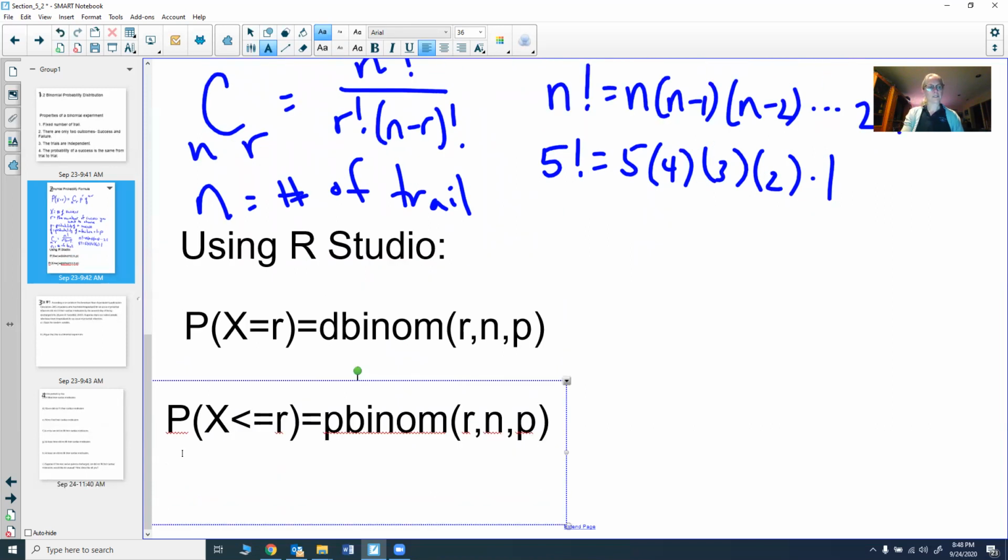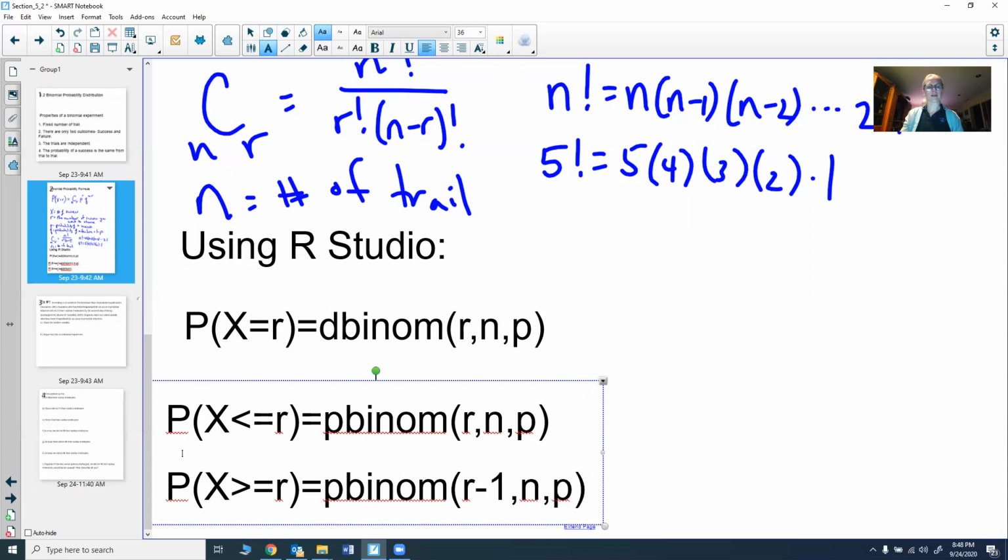Now we don't always just want equal to or less than or equal to. Sometimes we want greater than or equal to. So X would be greater than or equal to R. And this would be pbinom. But then things get a little weird. I'm going to write down that it's R minus 1, then N, then P, and I'm going to explain why it's R minus 1.